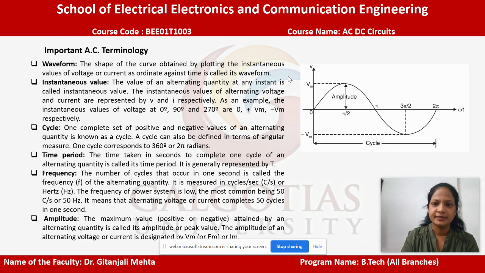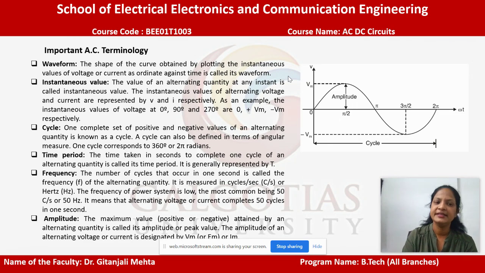The different AC terminologies. The shape of the curve obtained by plotting the instantaneous values of voltage or current as ordinate against time is called its waveform, as can be seen from the figure. The value of an alternating quantity at any instant is called instantaneous value. The instantaneous values of alternating voltage and current are represented by v and i respectively.